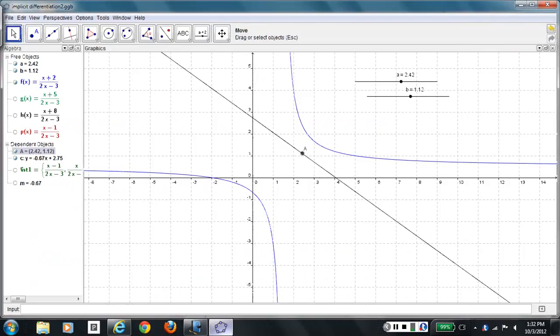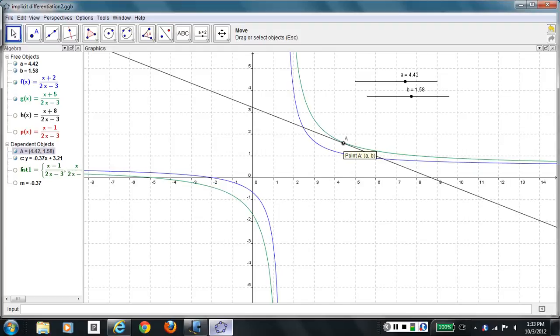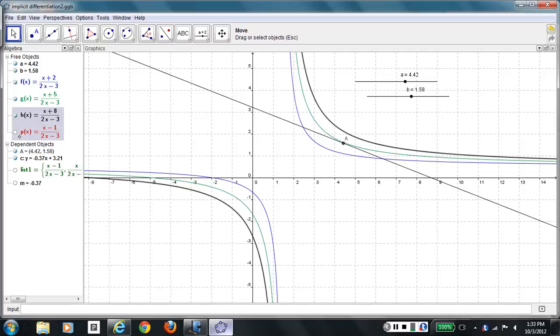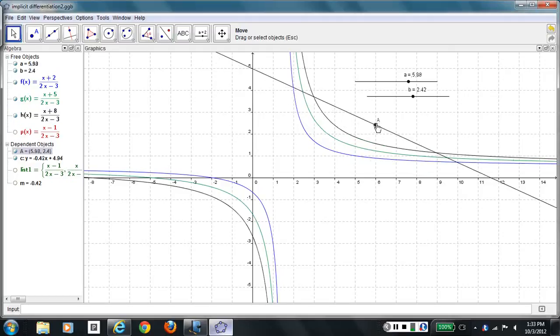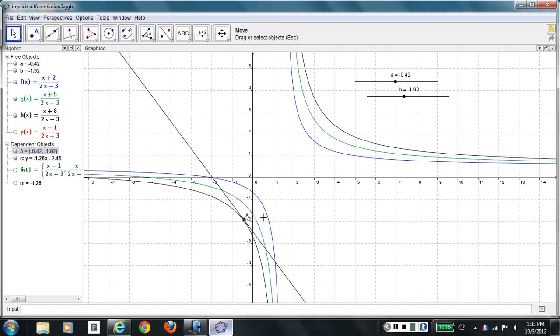So consider this. What we have here is the graph of f of x equals x plus 2 over 2x minus 3. What if we say g of x equals x plus 5 over 2x minus 3? Well, that tweaks it a little bit, but if we move this point onto the green graph, if it's on that graph, it's the slope of the tangent line. We could do another one, change the 2 to an 8, and that gives us that curve. If we take that point, out here it doesn't mean much, but if it's on that curve, it's the slope of the tangent line. If it's on the curve over here, it's the slope of the tangent line.